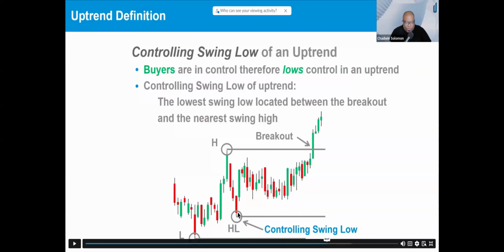It's between that high and that low. This low broke through. This low caused that break.